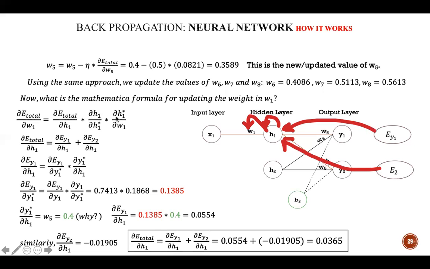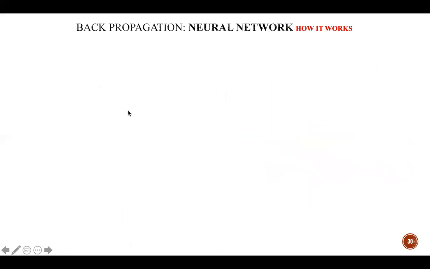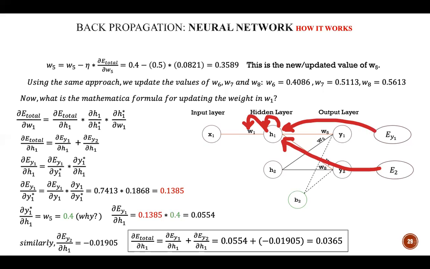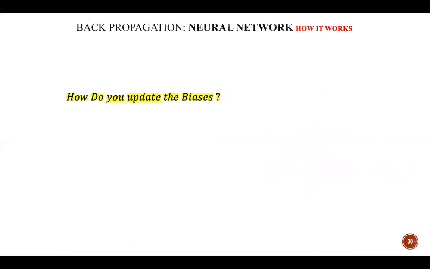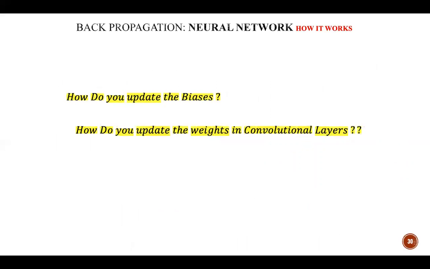Now I want to calculate this one and that one, these two ratios. I guess this should be straightforward for you. Once you have these two numbers, you will update W1, and so on, you update W2, W3, and W4 here. Then how do you update the biases? How do you update the weights in the convolutional layer?